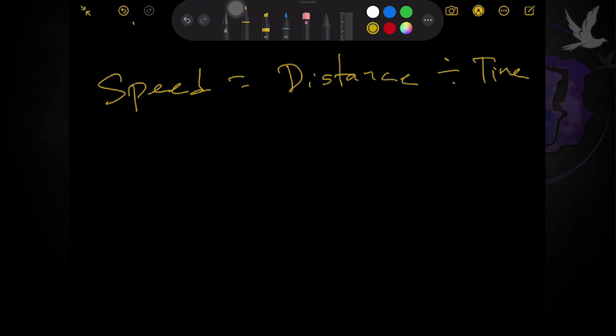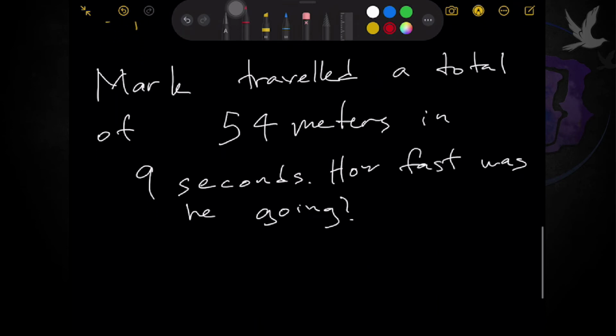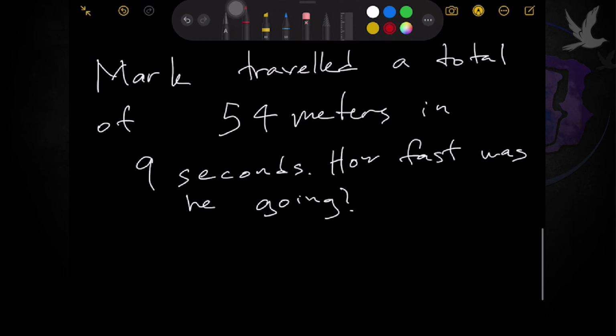So let's express this as a word problem. Kunwari, I'll write it down. So example, Mark traveled a total of 54 meters in 9 seconds. How fast was he going? Ganito lang yan. You have your 3 units, di ba? You have your speed, distance, and time. Kasi obviously, since main topic natin is speed, mostly sa word problem, what you're solving for is, of course, speed. But there are times that you are tasked to solve for distance and also time.